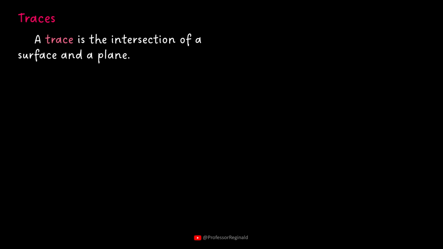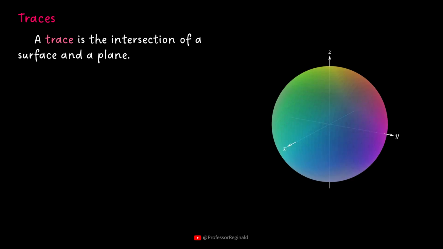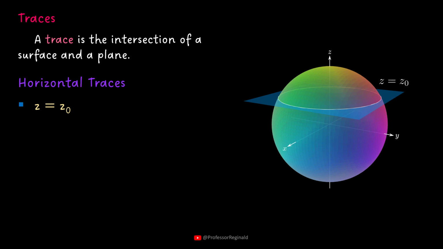Traces. A trace is the intersection of a surface and a plane. Consider a surface in 3D space. A horizontal trace is left by a horizontal plane z equals z0, where z0 is a constant. Horizontal traces are parallel to the xy plane.